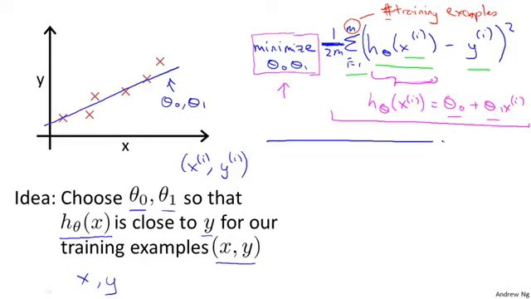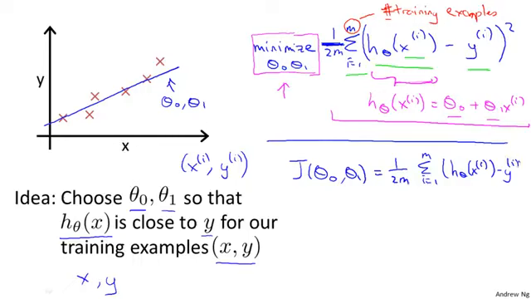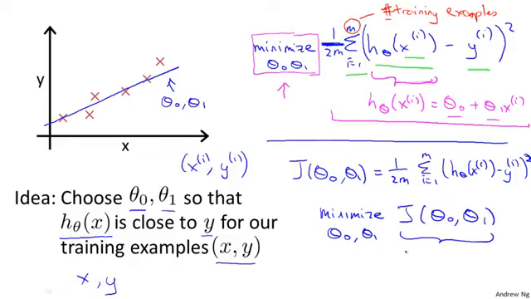And just to rewrite this a little more cleanly, by convention we usually define a cost function, which is exactly the formula that I have up here. And what I want to do is minimize over theta 0 and theta 1 my function J of theta 0 comma theta 1. This is my cost function.